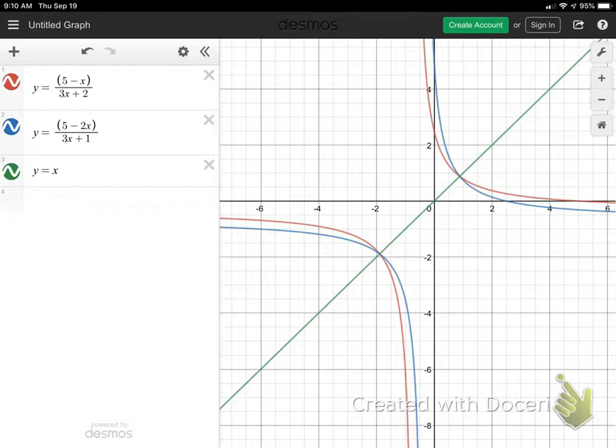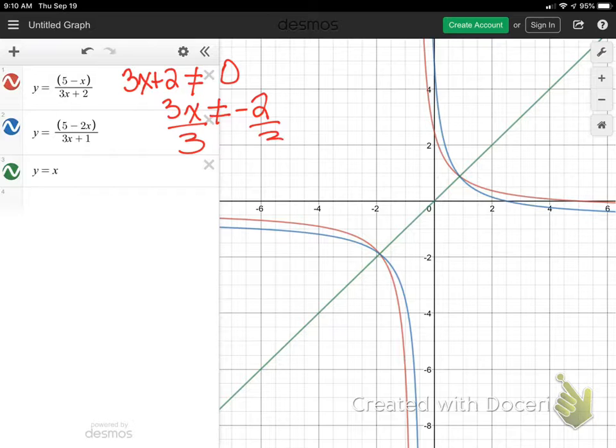I'm going to start with my red. What's in the denominator of my red graph? 3x plus 2. And what can that not equal? 0. So I get 3x cannot equal negative 2. Divide by 3. x cannot be negative 2/3.